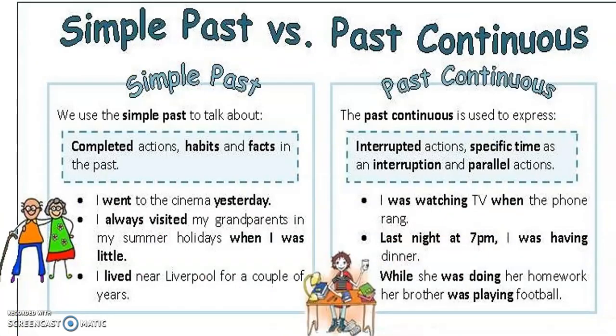Here I have just an explanation. Simple past is for completed actions, habits, or facts in the past. O sea, el pasado simple lo usas para cosas que ya pasaron. I went to the cinema yesterday. Yo fui al cine ayer. The past continuous is for interrupted actions, specific times uninterrupted, and parallel actions. I was watching TV when the phone rang. Yo estaba mirando televisión cuando el teléfono sonó.